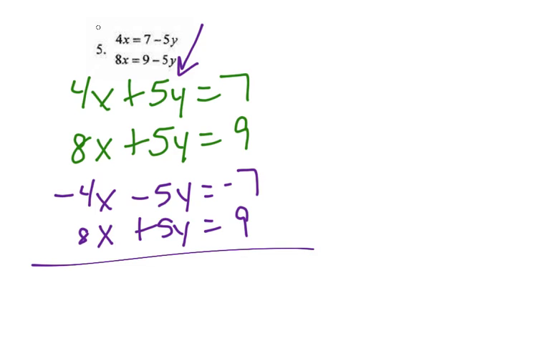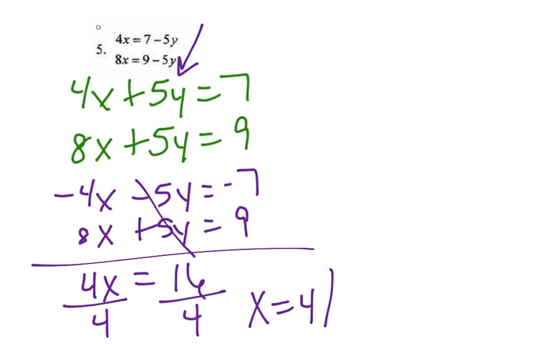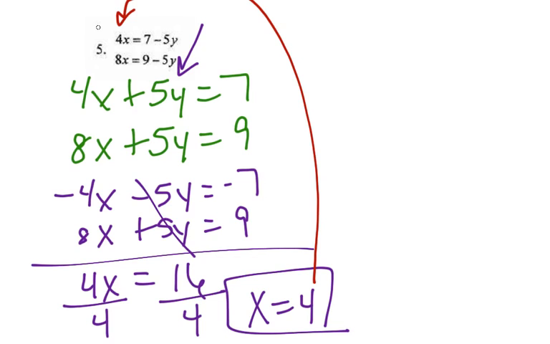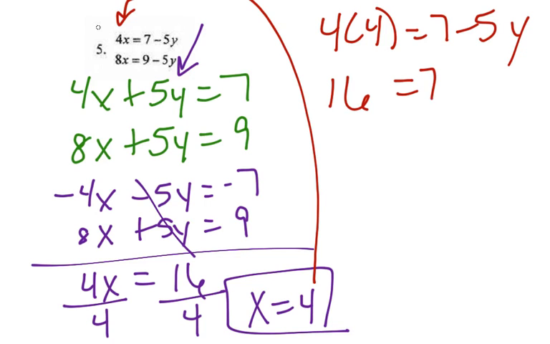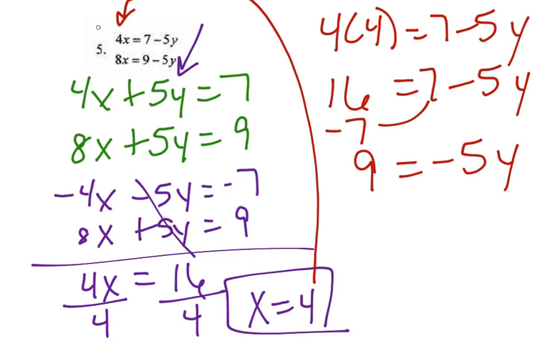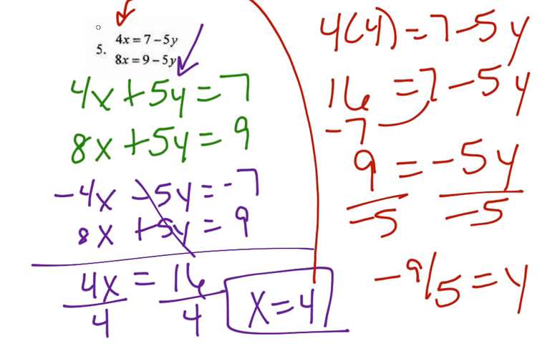Draw a line and combine. Negative 4x plus 8x gives you 4x. Y's cancel. 7 plus 9 is 16. Divide both sides by 4 and you get x is equal to 4. Take that answer, back up to one of the original ones, and put it in for x. So 4 times 4 is equal to 7 minus 5y. So 16 is equal to 7 minus 5y. Move your 7 and subtract it. 16 minus 7 is 9 equals negative 5y. Divide by negative 5, and negative 9 over 5 is equal to y.